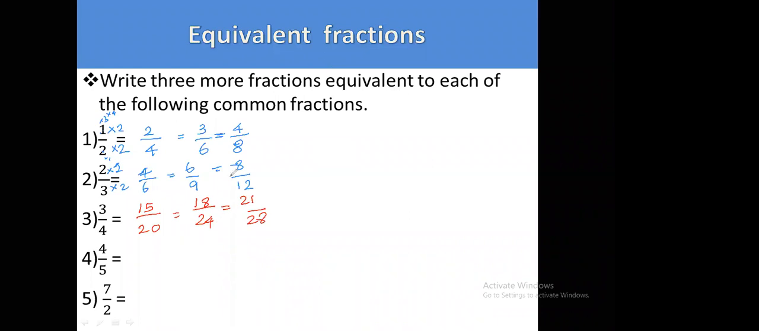Right, now for this also, I will obtain the equivalent fractions. And this one, look at 2 times 4, 8. 2 times 5, 10. 3 times 4, 12. 3 times 5, 15. 4 times 4, 16. 4 times 5, 20. 2 times 7, 14. 2 times 2, 4. 3 times 7, 21. 3 times 2, 6. 5 times 7, 35. 5 times 2, 10.